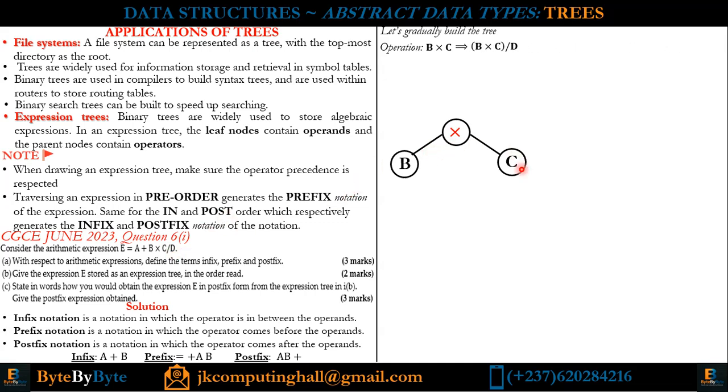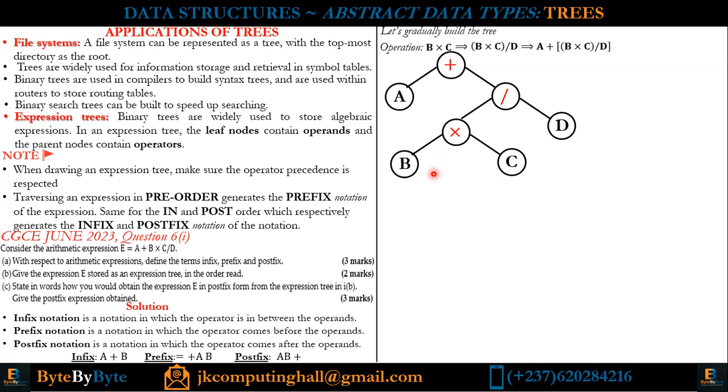So after having B times C, I need to take the result and divide by D, which gives me this, as you can see, dear students. So after multiplying, I divide by D. After dividing by D, now I add A to the result. So this is what we shall get. This is the expression tree for the question given for 2 marks, dear students.